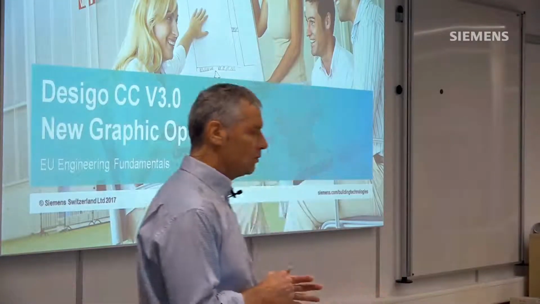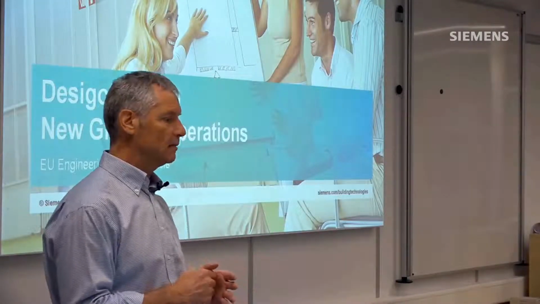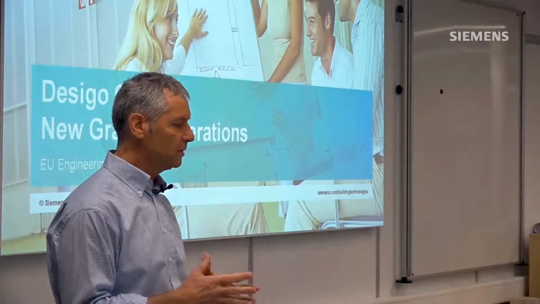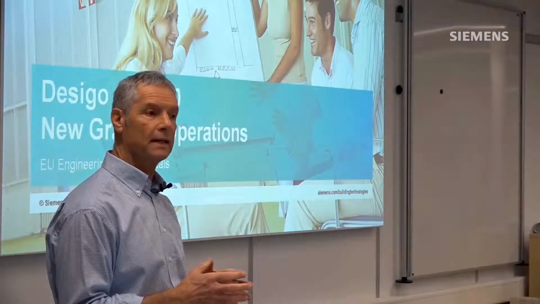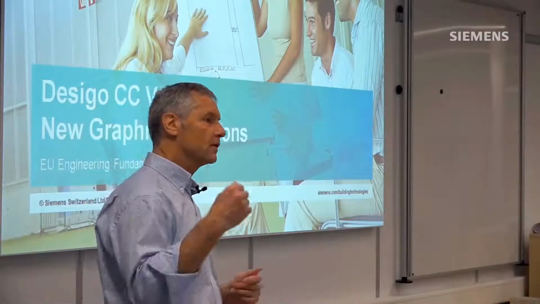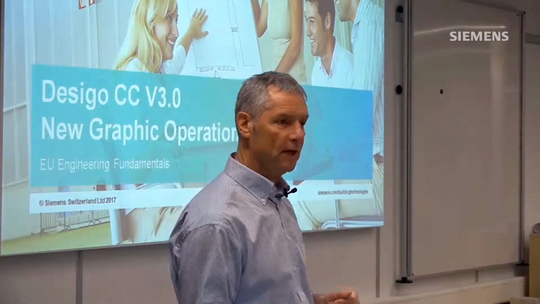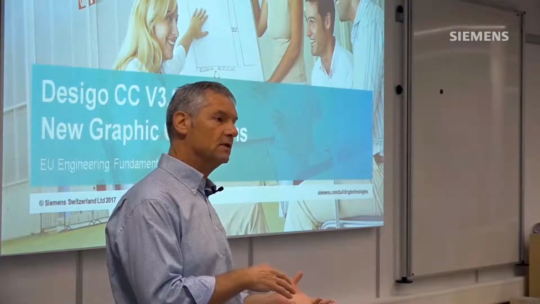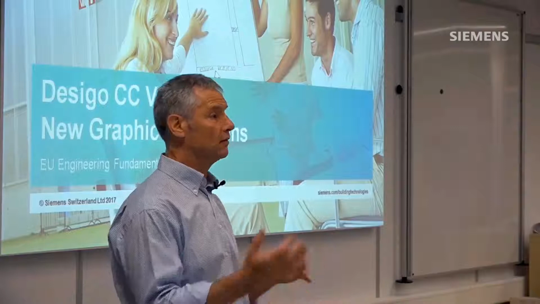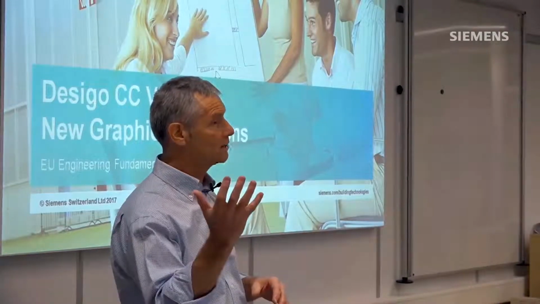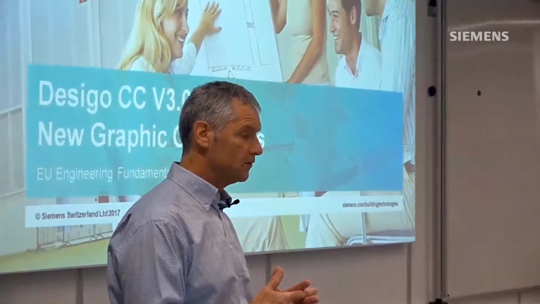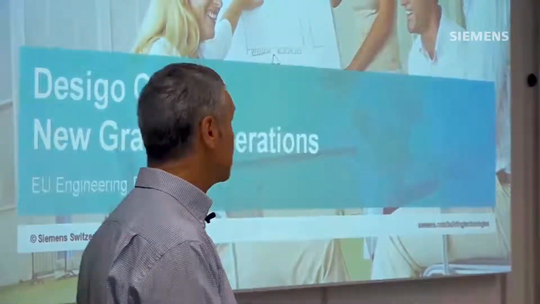Then we have something that was highly demanded by the Fire division, which was in-graphics commanding. So the ability to have a graphic symbol on a graphic page and directly command from that symbol, rather than having to use the operation pane, rather than having to use the status and commands bubble. So this we have now implemented in version 3. We'll have a look at that in a bit of detail.